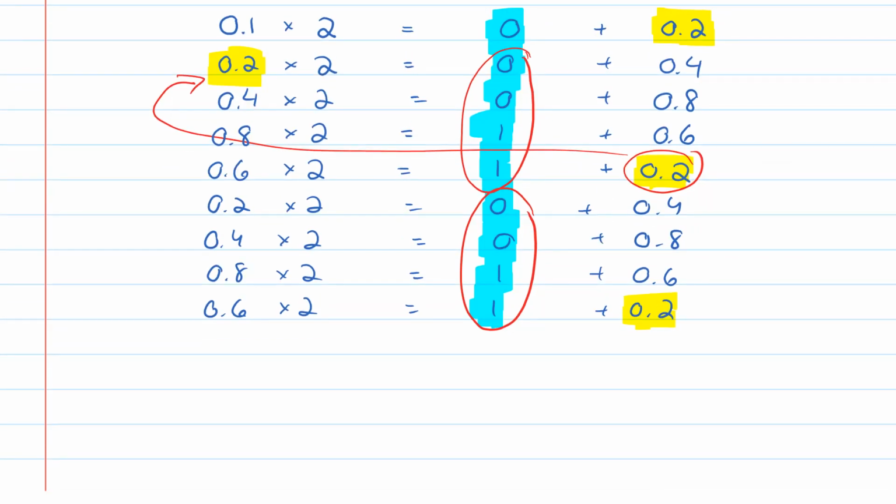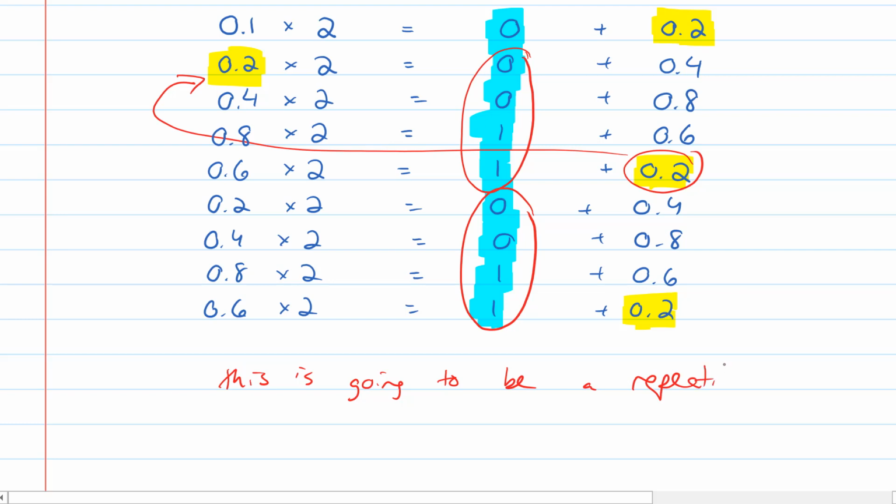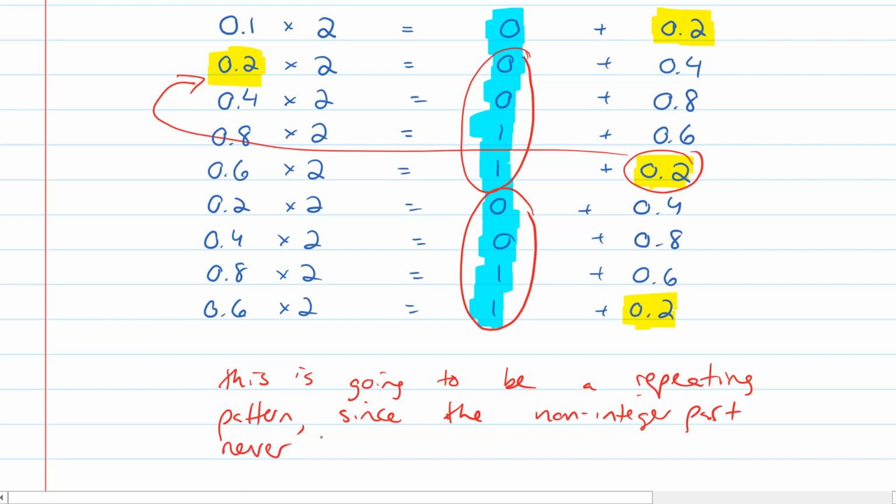And so our answer then, and let's actually just write out what I've just said, is going to be a repeating pattern, since the non-integer part, the fractional part here, or the decimal, I suppose, will never go to 0. It will simply go back to 0.2, and you'll start at that pattern again.